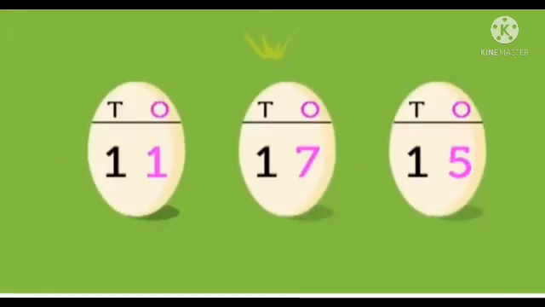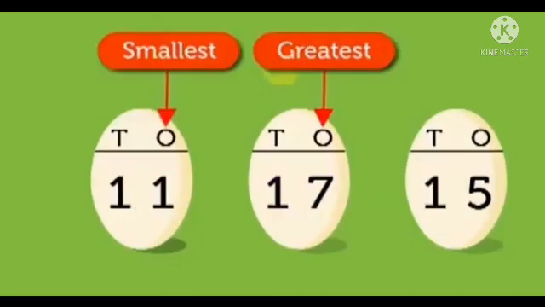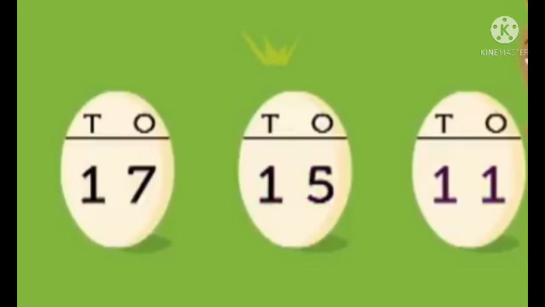In descending order also we can find the greatest and smallest number with the help of tens and ones. In this series number 11 has 1 one, number 17 has 7 ones, and number 15 has 5 ones. In the ones place, which is the smallest and which is the greatest? 1 is the smallest and 7 is the greatest. So the greatest number 17, then 15, then the smallest number 11 will be the descending order.